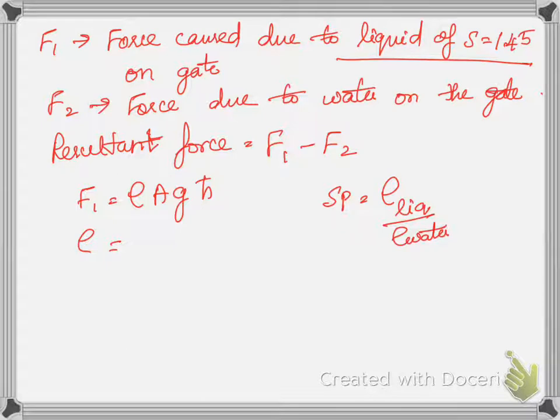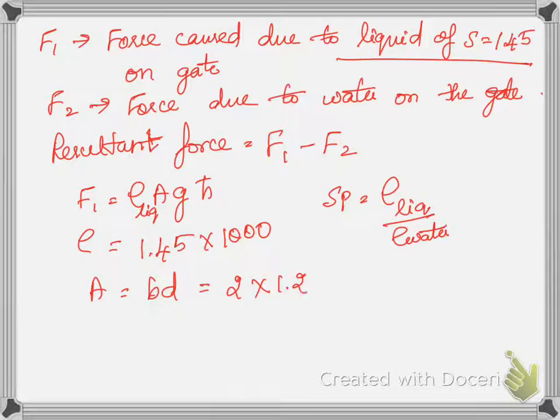So my rho liquid value will be the specific gravity into rho water. Specific gravity is 1.45 and water is 1000. Okay, next is area. I have to get the value of area. So area, you can see this is due to the gate, acting on the gate. So area I can take as B into D, because the gate is rectangular in shape. So B is 2 meter, height is 1.2, which is going to be 2.4 meter square. So I can take this as area. G is known to me, which is 9.81.